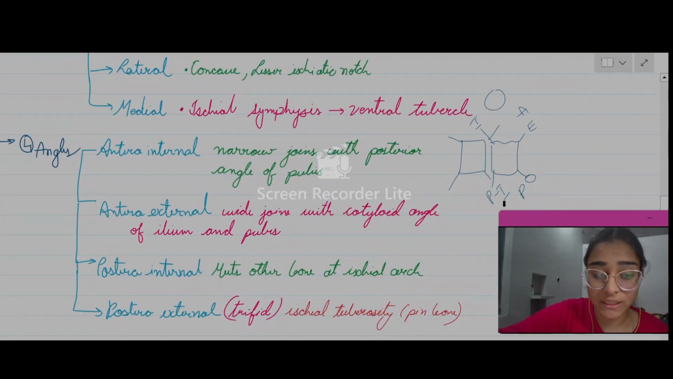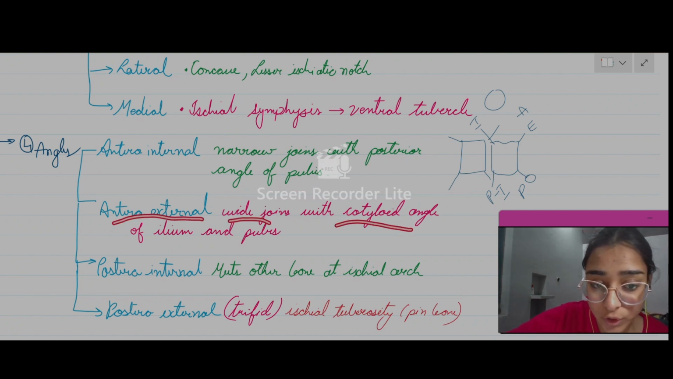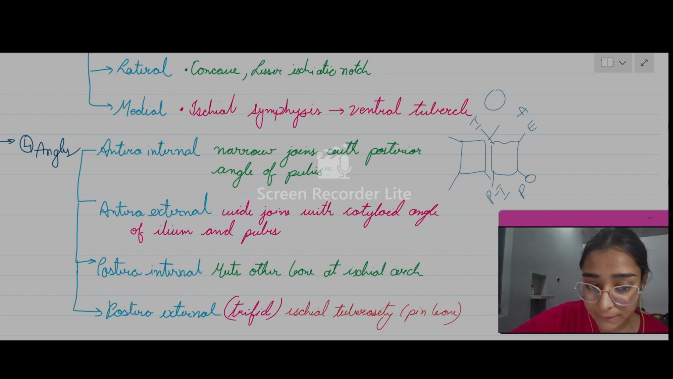So anterior internal angle is narrow and joins with the posterior angle of the pubis. Anterior external angle is wide and joins with the cotyloid cavity. This anterior external angle is wide. Here cotyloid cavity is formed with the fusion of three bones: ilium, ischium and pubis.